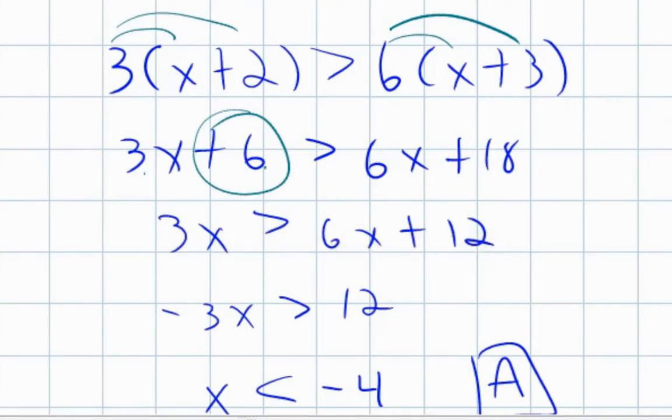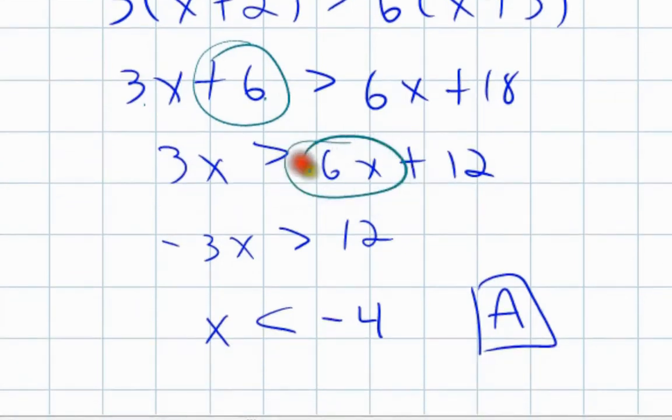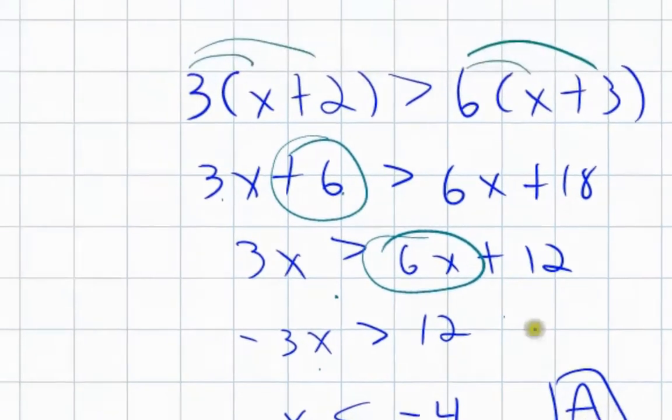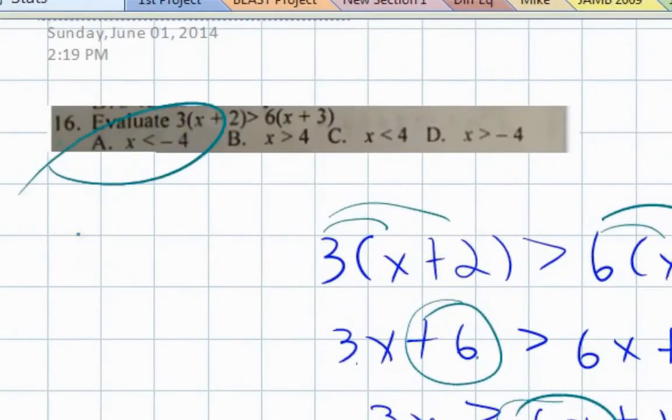Then I took this and subtracted it from both sides. 6x minus 6x is 0. 3x minus 6x is negative 3x. So now I have negative 3x is greater than 12. Lastly, I divided by negative 3. And remember that when you divide or multiply by a negative number with inequalities, you have to flip the sign. So now it's x is less than negative 4, which is your answer A.